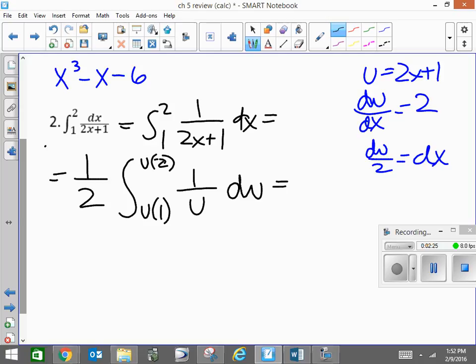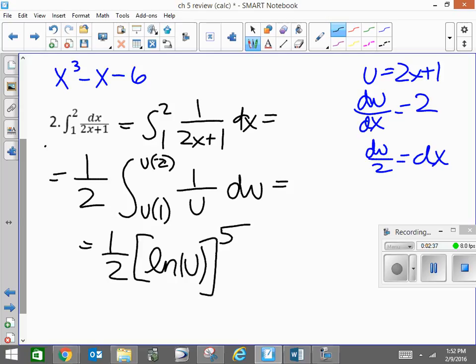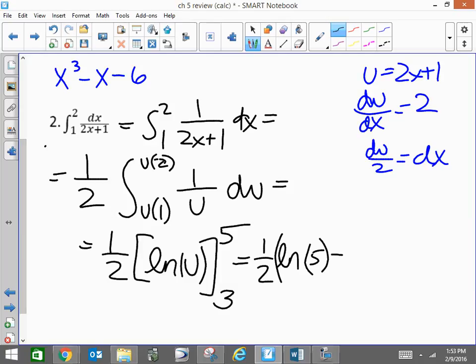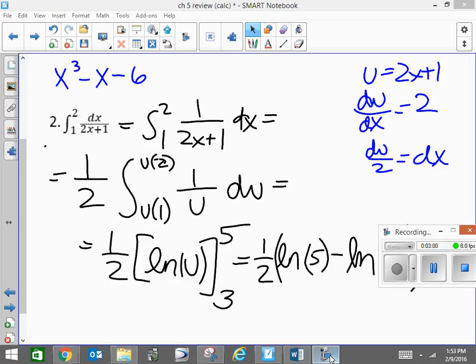du. And then, so it's just 1/2 times ln of u. And that's 5 and 3. And then it's just 1/2 ln of 5 minus ln 3. And then if one of them was negative, it would have made it the opposite sign. Okay. Anybody have a question?